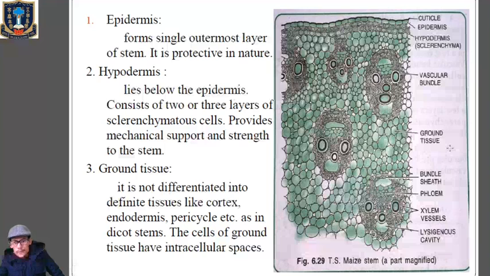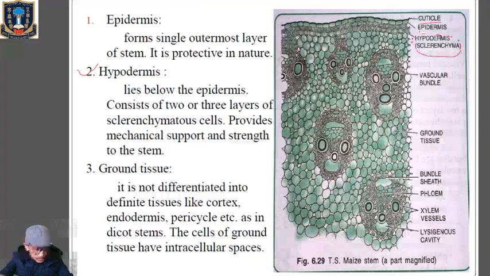First one, epidermis, the outermost layer of the stem, which provides protection. It is also cuticularized; it contains the cuticle. We find a thin layer of cuticle on the epidermis. Now, just below the epidermis, we will find the next layer, which is called the hypodermis, and it is made up of sclerenchyma cells. It just lies below the epidermis, remember. It is made up of 2 to 3 layers of sclerenchyma cells.